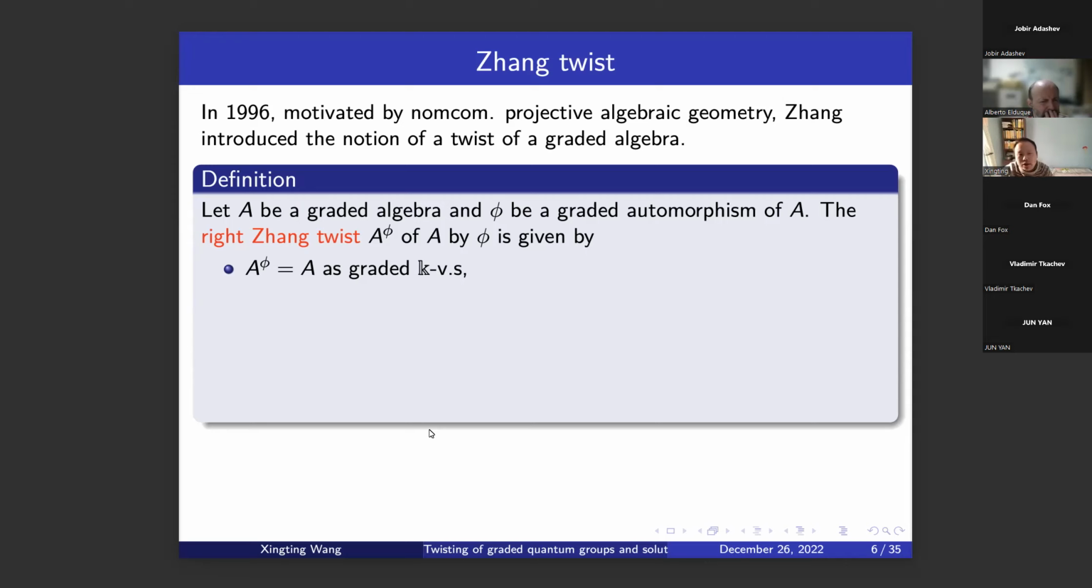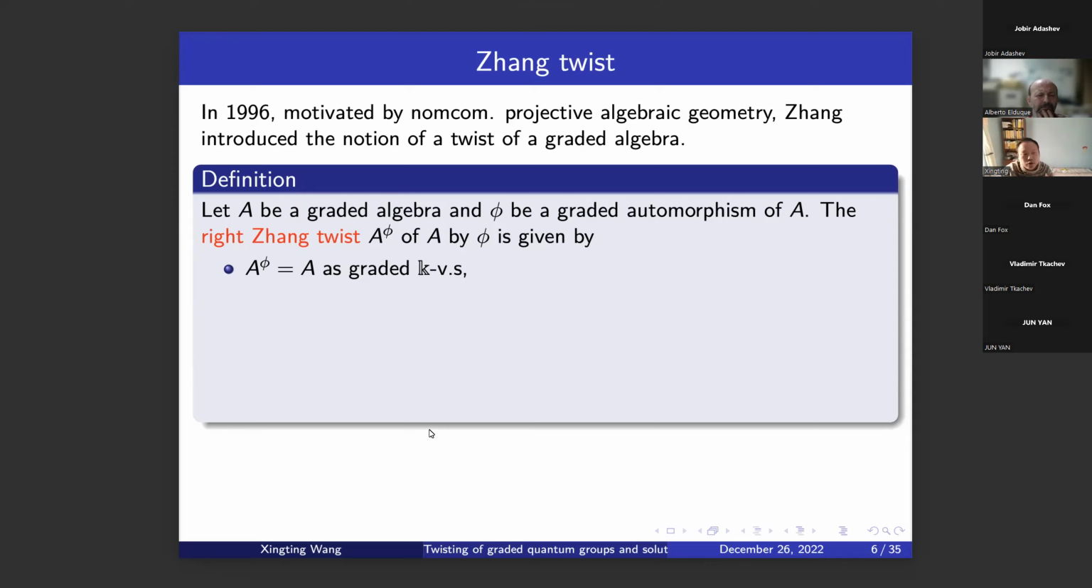So let me be more precise. Take a graded algebra. Here graded algebra is the same thing as a commutative graded algebra. So you have a Z grading. You can actually grade by arbitrary abelian groups, but for the sake of this talk, I'm just going to let A be graded by the integers Z. And also I take a graded automorphism of A. So it's an algebra automorphism where I keep track of the gradings.